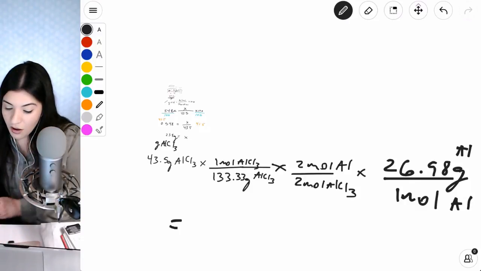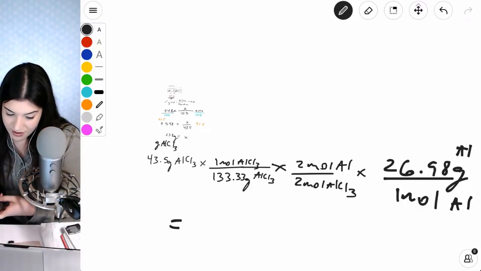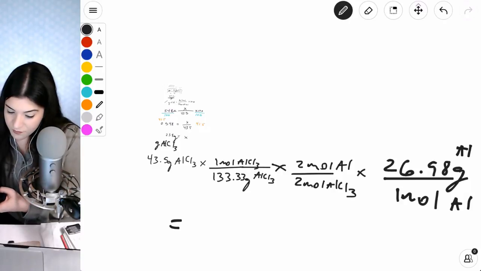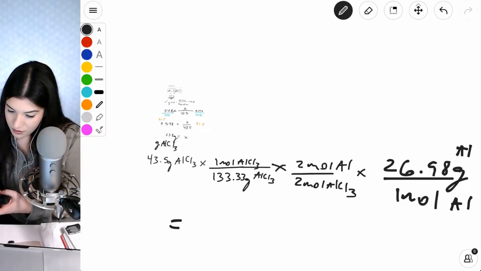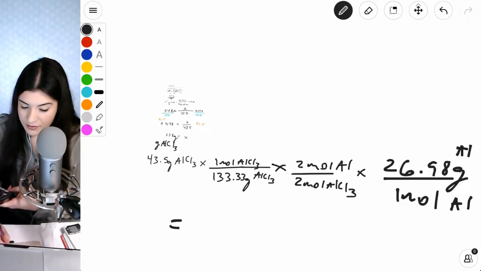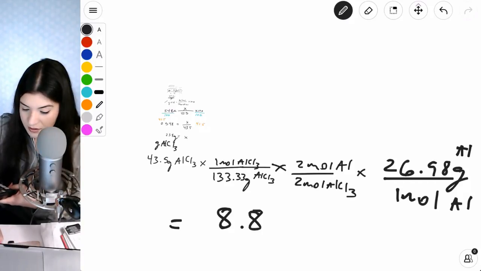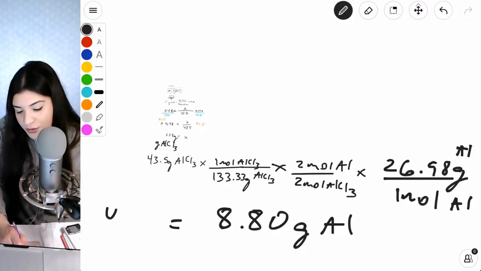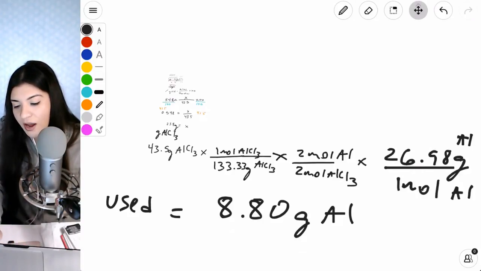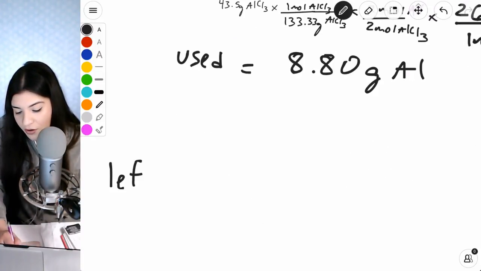Okay, let's multiply this all out and we're almost done. 43.5 times 2 times 26.98 divided by 2 times 133.33. This gives us 8.80 grams of aluminum. This is just how much was used.